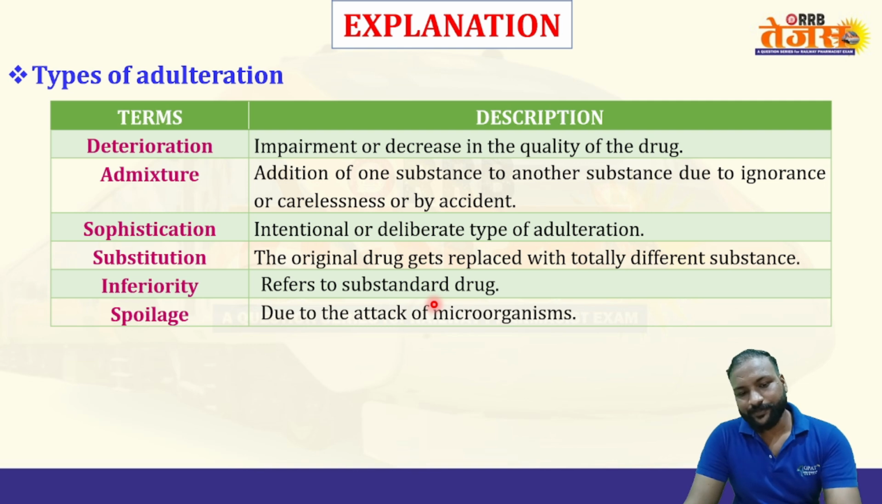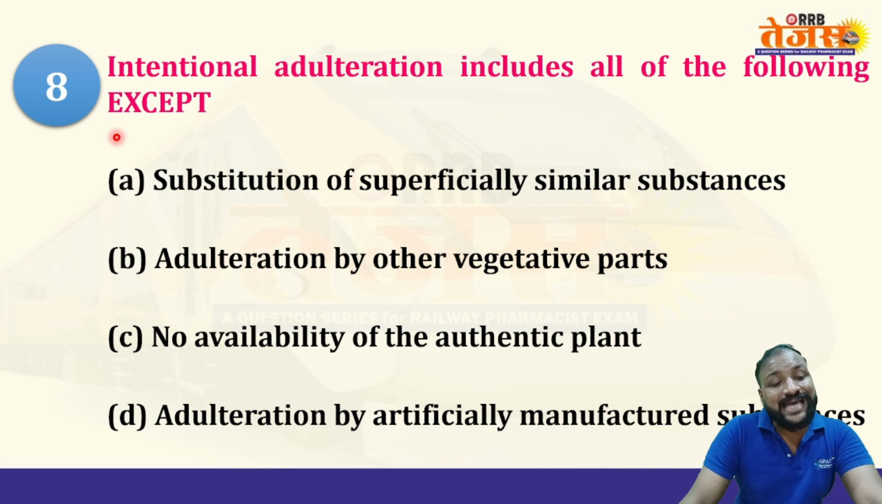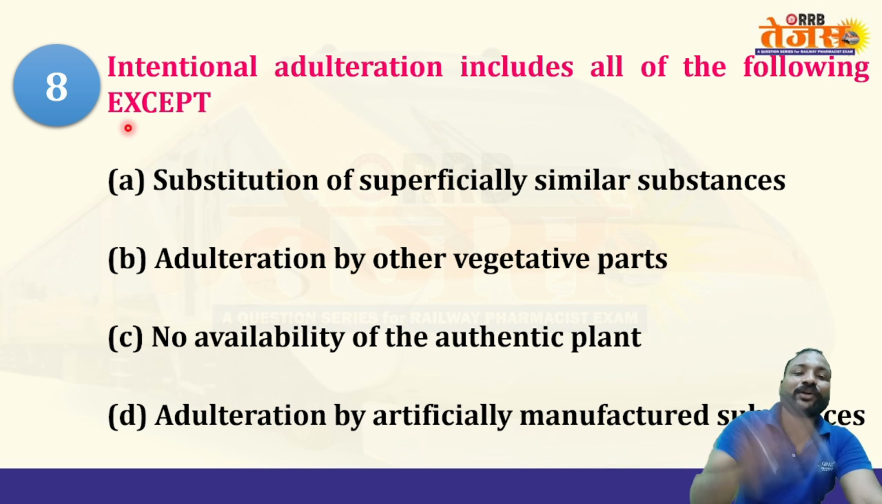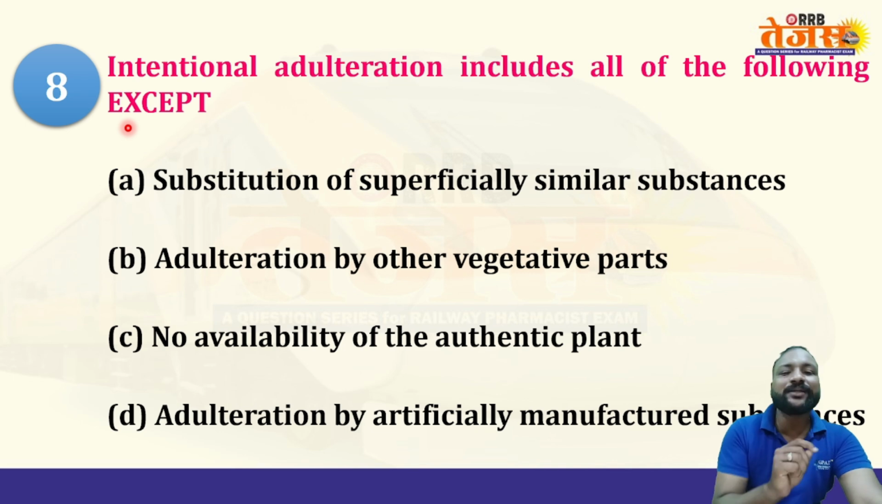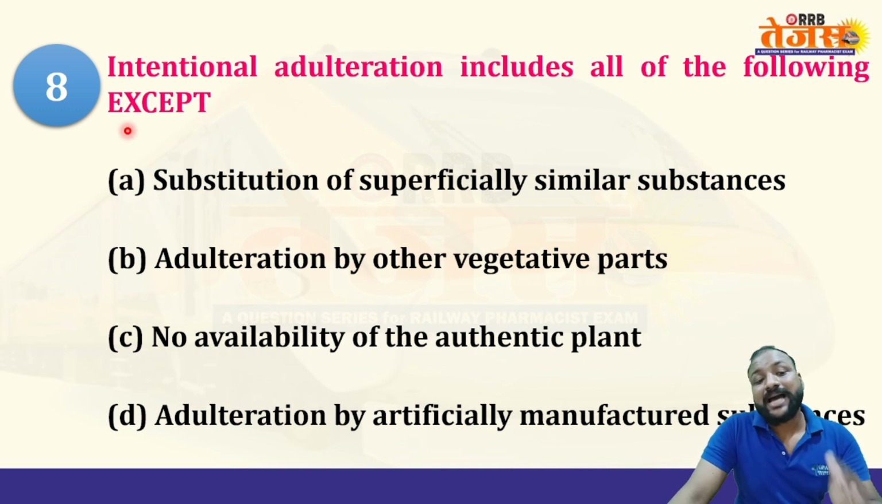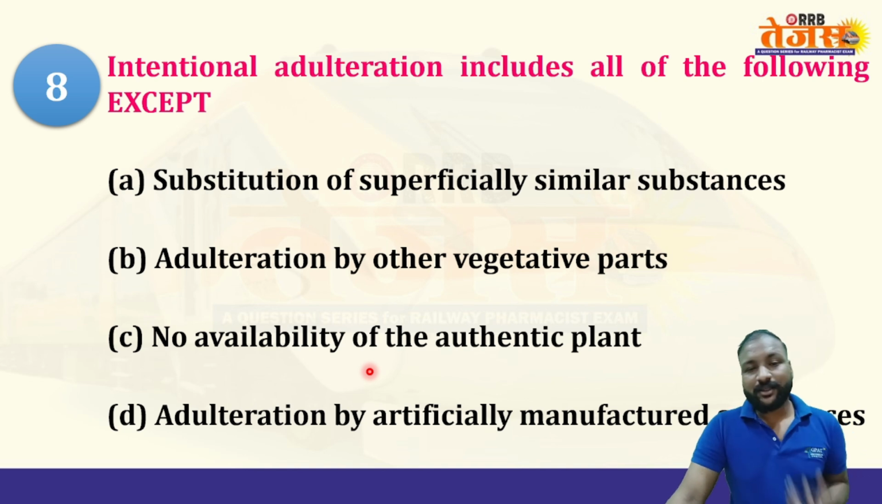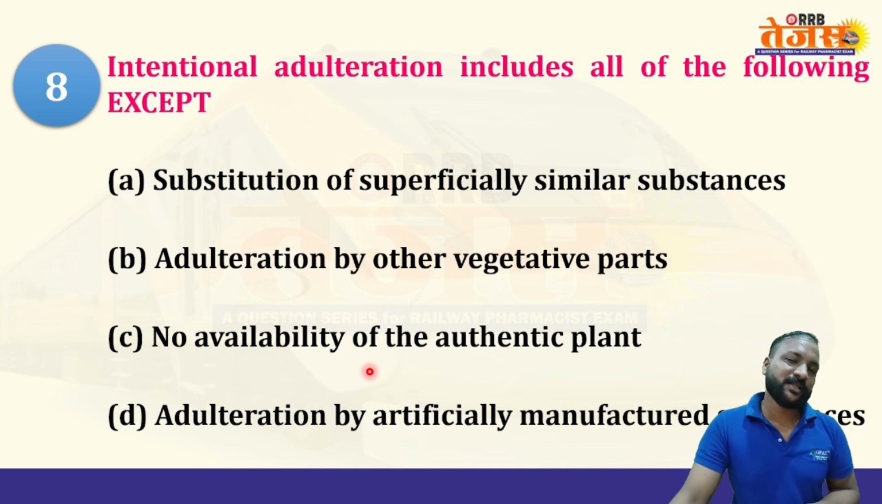Okay? Yes. So next question in this series, intentional adulteration includes all of the following except. They are asking which of the following is not an intentional adulteration. That's the reason you need to read the question very carefully. They are asking about which is not an intentional type of adulteration. So in order to get the answer, you should know what the types of adulteration techniques are. Okay, so let us see the options here.